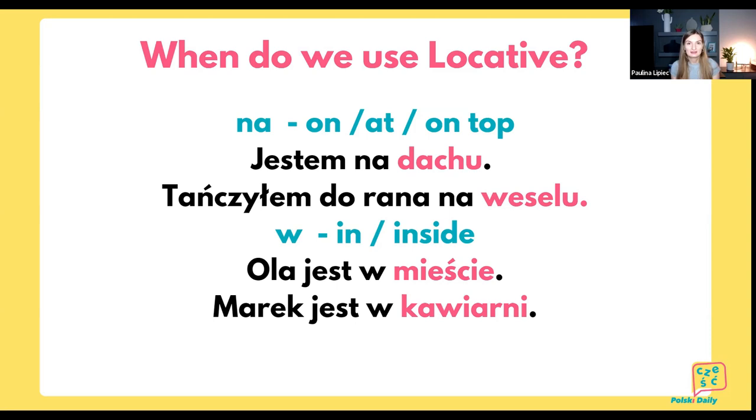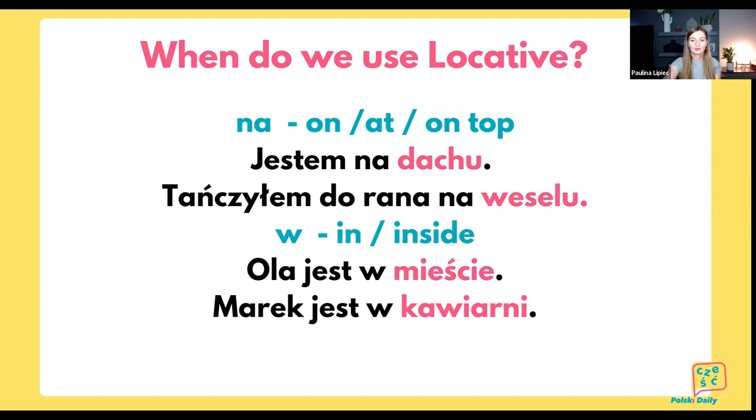And the second preposition is w, in, inside. Ola jest w mieście. Ola is in the town. I said in, inside, because it's pretty confusing. When we think about w, we mean that something is closed. When I say town, it's somehow closed with the border. Marek jest w kawiarni. Marek is in a cafe.